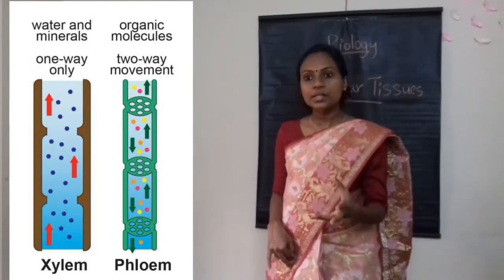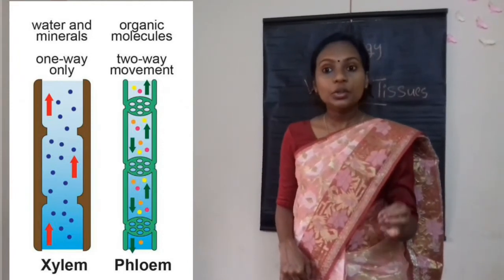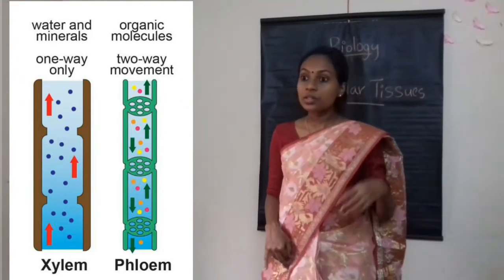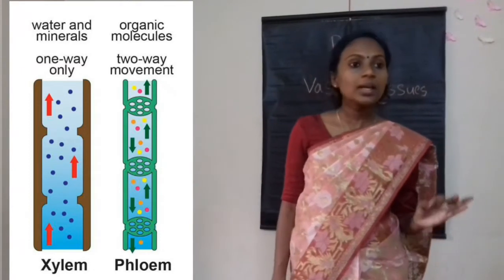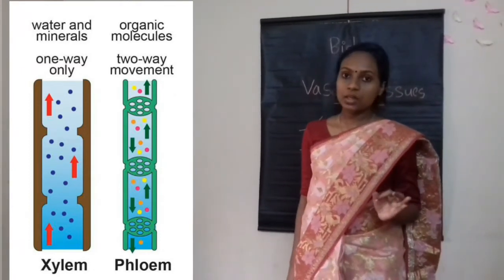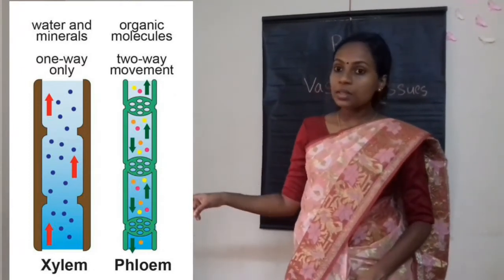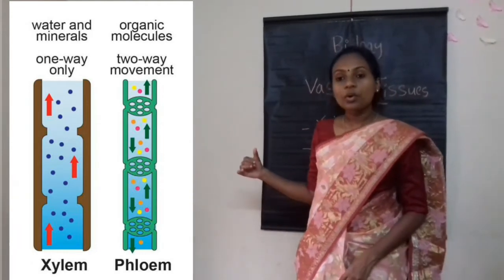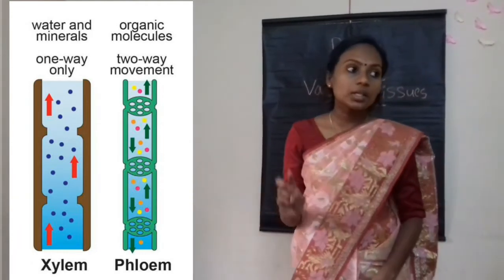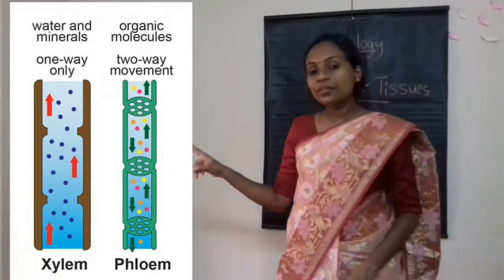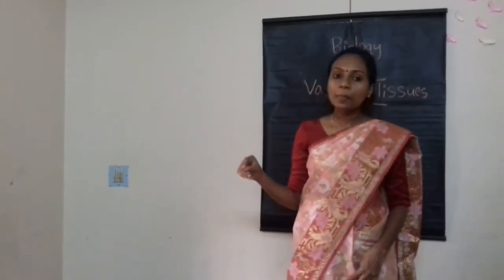Why is the phloem bidirectional? The food should reach every part, whether it is top or bottom. So it should be bidirectional. So the xylem is unidirectional and phloem is bidirectional. Have you understood the three differences? The first difference is the function itself.